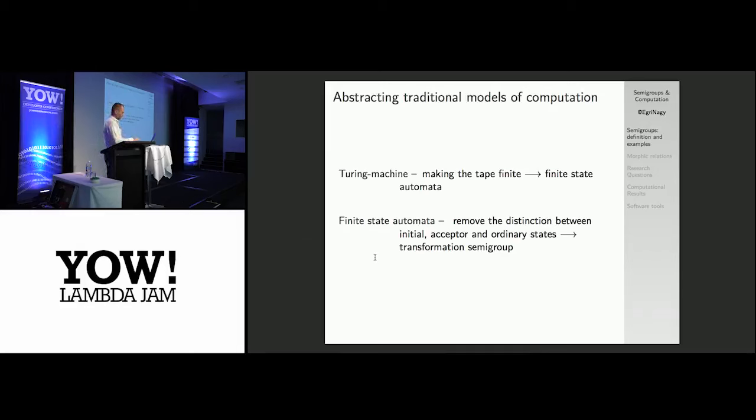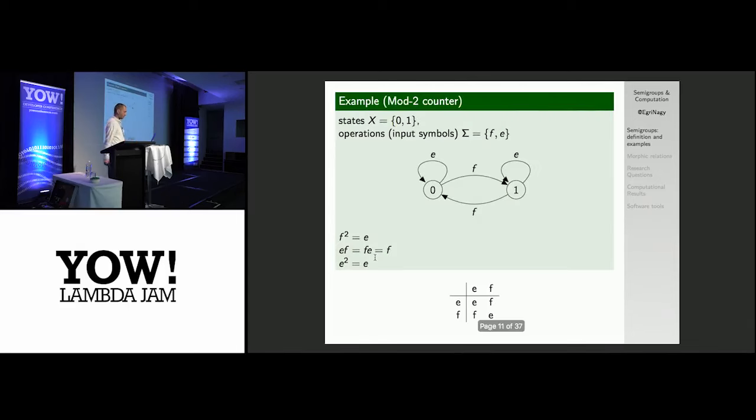So you have basically a transformation semigroup. Here's an example. It's very simple. We have only two states, 0 and 1, and we have one operation, a flip. That's just a modulo 2 counter. Well, we can count from 0 up to 1.